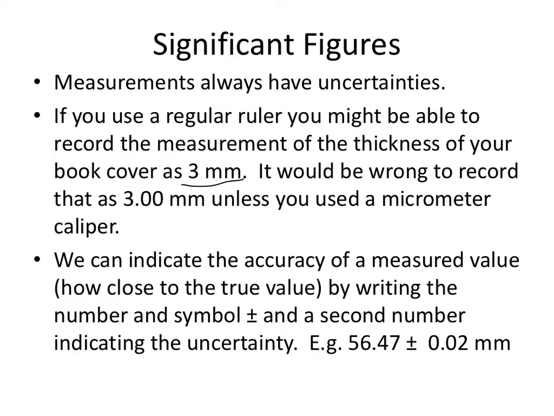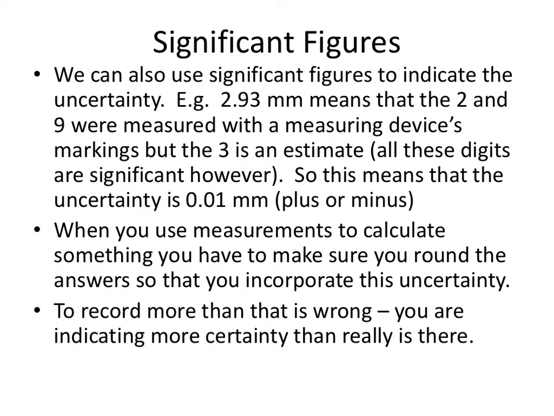We can indicate the accuracy of a measured value, how close you are to the true value, by writing the number and a plus or minus symbol, so you're within that amount. We also use significant figures to indicate the uncertainty. So with 2.93 millimeters, if I'm recording significant figures correctly, it means the 2 and the 9 were measured with the measuring device markings, but the 3 is an estimate. All of these digits are significant. It just means that the 3 was an estimate.